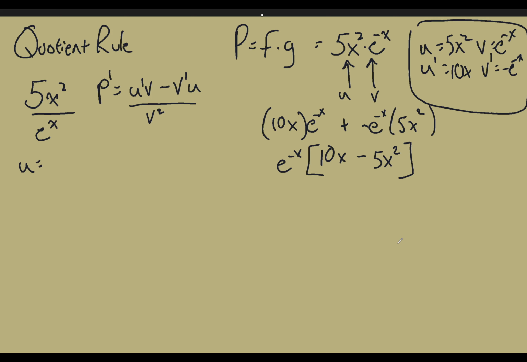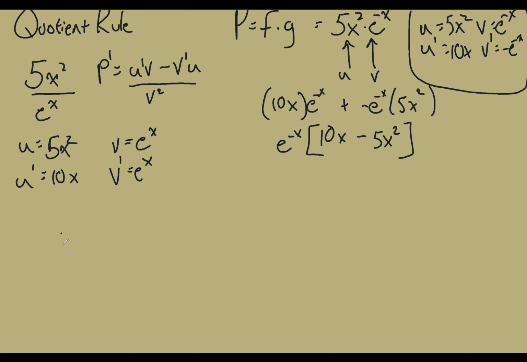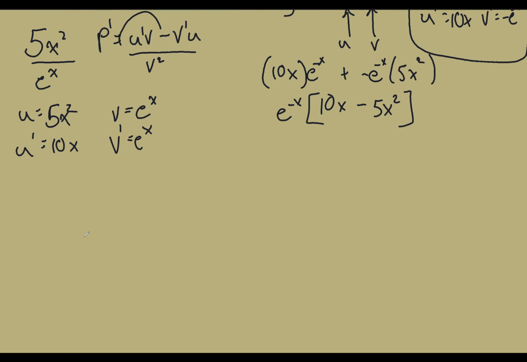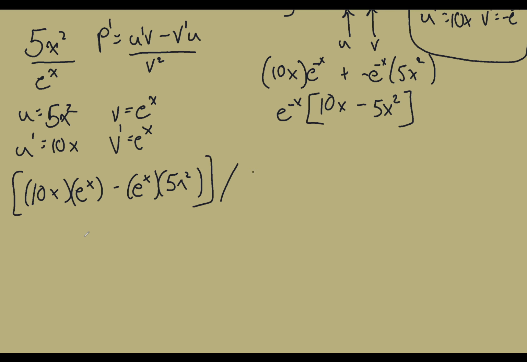First we want u is 5x squared. U prime is still going to be 10x. V is e to the positive x, different from the product rule example before. And v prime will just be regular e to the x. So if I want to play with this, we're just literally going to plug it in. U prime v, okay, so 10x times e to the x minus v prime e to the x times u, 5x squared. And all that will be divided by v squared, which is e to the x squared.